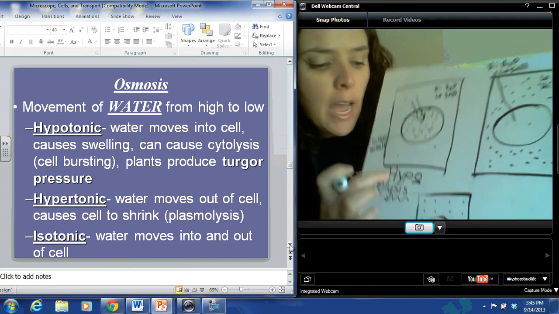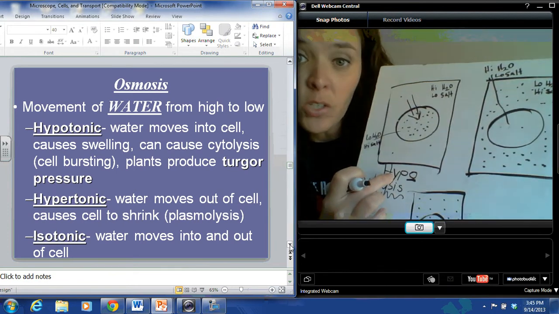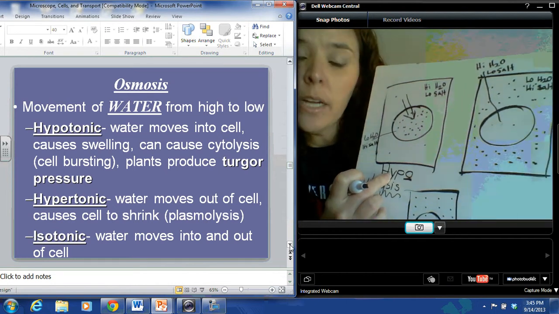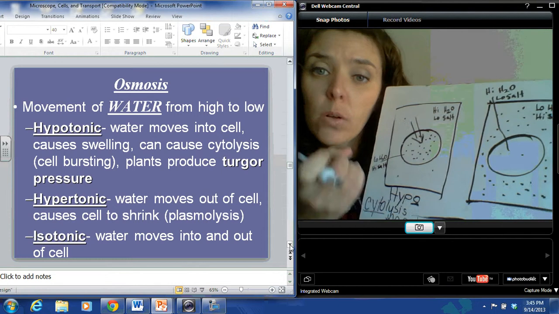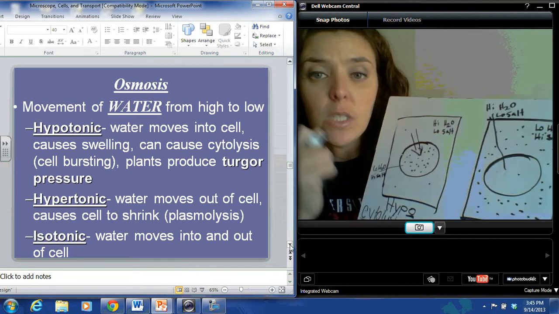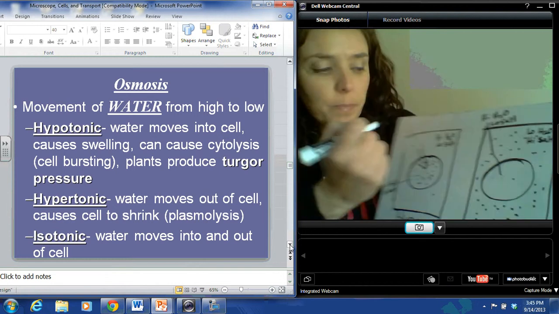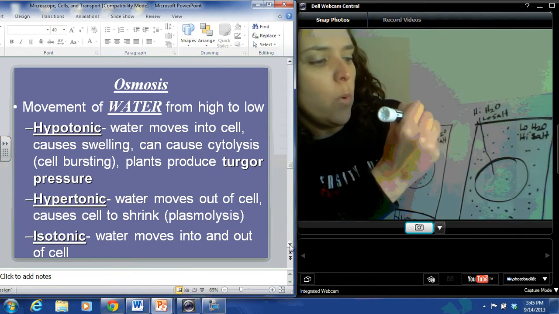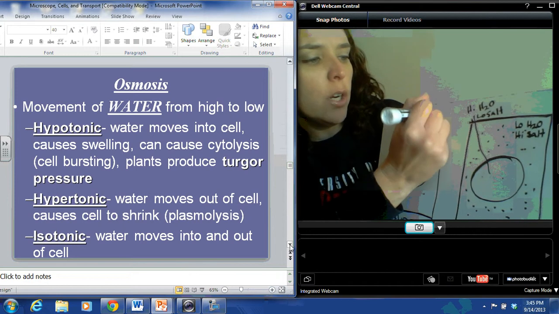So in a hypotonic solution, if you put a plant cell into a hypotonic solution, the cell gets full of water and creates turgor pressure, which makes the plant cell nice and rigid. Okay, so I'm going to put that up here because I'm running out of room on my board. So that's turgor pressure.